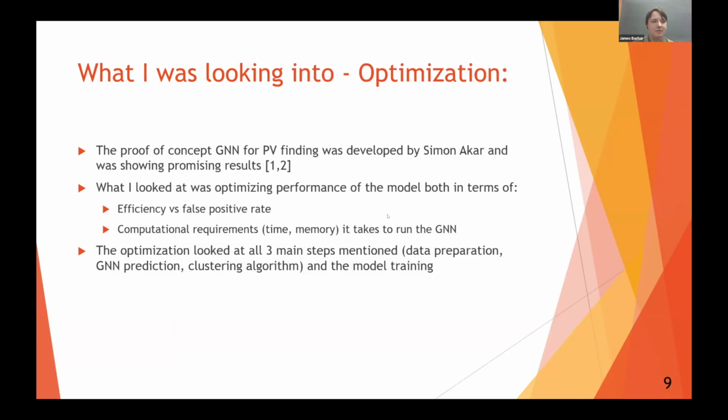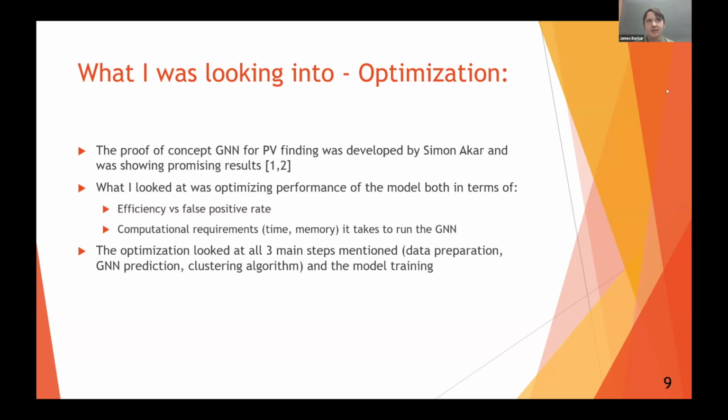I will now go over what I worked on in this model, which is optimizing the initial model developed by Simon Akar. Everything I showed you in theory is what I started with, and what I was looking into was trying to optimize the model parameters, both in terms of efficiency and false positive rate, and computational requirements such as processing time or memory usage.